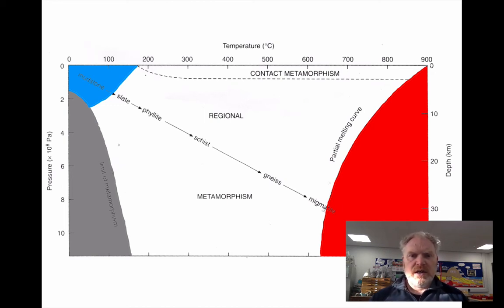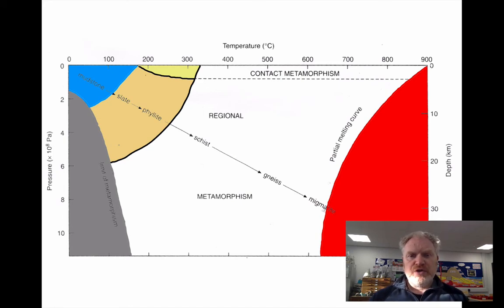Let's look at this in a little more detail. On the left-hand side here, we've got relatively low pressures and temperatures. This is what we describe as a low-grade metamorphism. Now, for us at A level, that's represented by a rock called slate. Phyllite isn't one of the ones we need to know. You can cross that out on your graph.